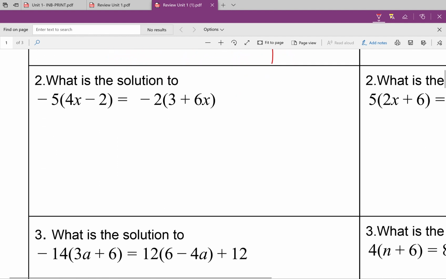Okay, number 2 says, what is the solution to? And then again, we have another multi-step equation. So again, I'm going to draw my line through the equal sign. And then notice the parentheses. I'm going to take everything outside the parentheses, so this -5, and I'm going to distribute it in. So I have -5 times 4x, which is -20x. Then I have -5 times -2, which is +10.